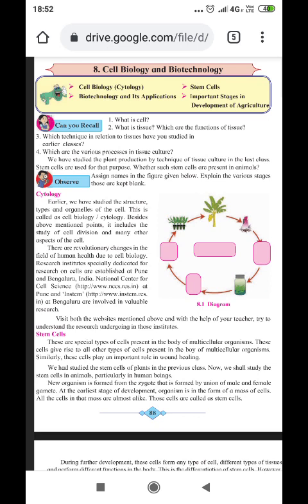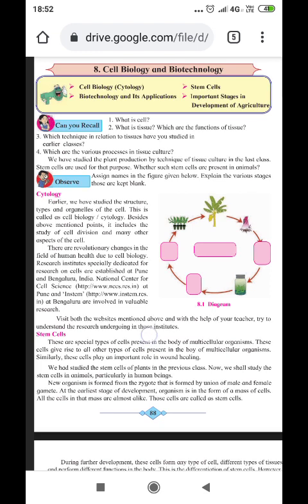Biotechnology. In this lesson, we are going to discuss cell biology. In that, stem cells are there, two types of stem cells. Then biotechnology and its application, and its importance in the development of agriculture. So first of all, we study cell biology.